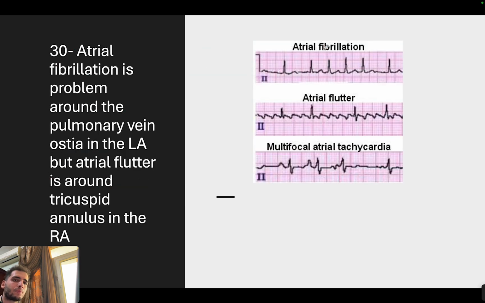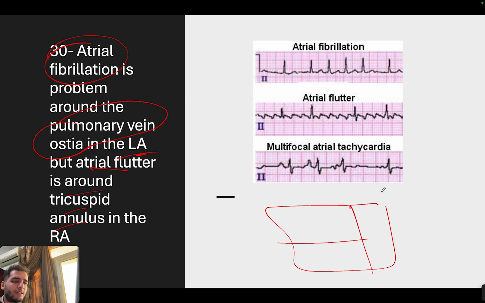Okay. Now, our last information here is that atrial fibrillation is usually a problem around the pulmonary vein ostia in the left atrium. But atrial flutter is a problem around the tricuspid annulus, okay? So if this is the heart here, atrial fibrillation will usually arise from abnormal electrical activity around the pulmonary vein ostia, okay? And remember, we have 4 pulmonary veins. But atrial flutter will happen from problems around the tricuspid annulus, okay?